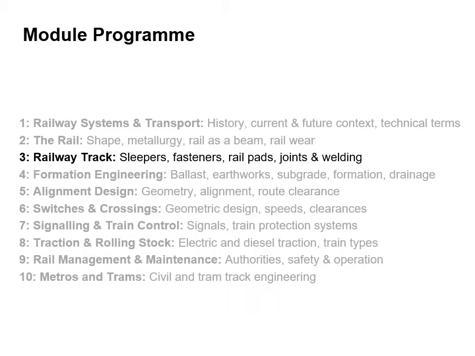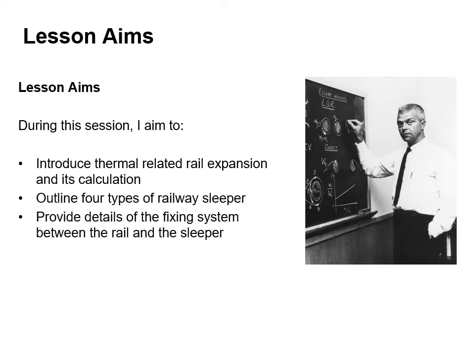In this lecture we're going to look at the sleepers, the fasteners, the rail pads and some of the plant and equipment that you can use to assemble railway track. So in this lesson I'm going to introduce thermal related rail expansion and how we calculate that. I'll also outline the 4 types of railway sleeper that we can use. I'll also provide some details on the fixing systems between the rail and the sleeper.